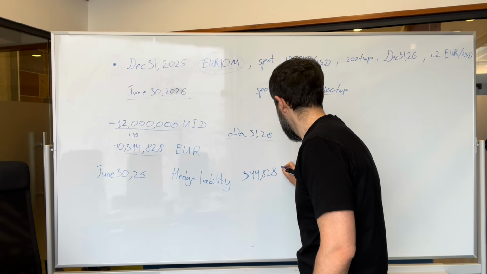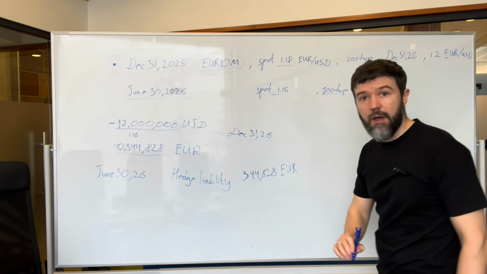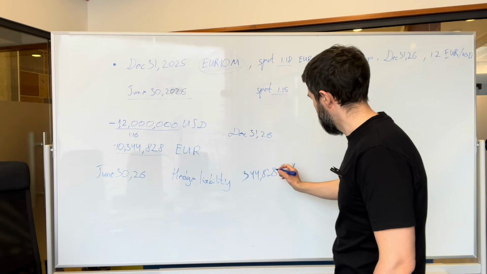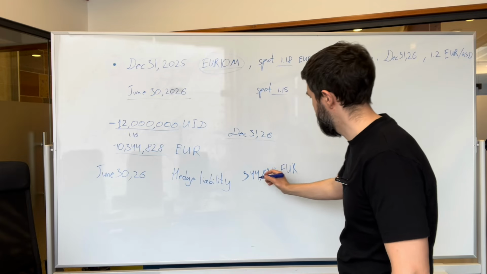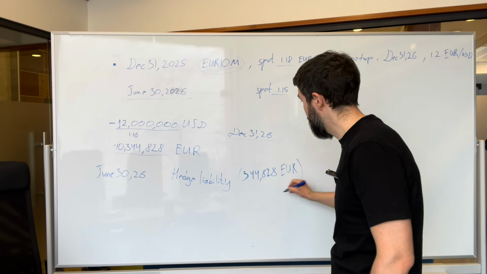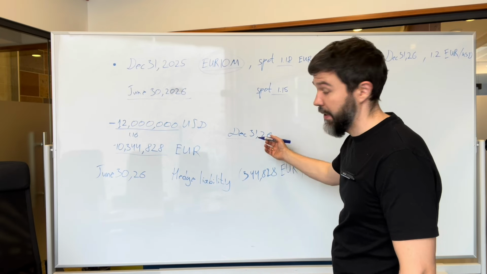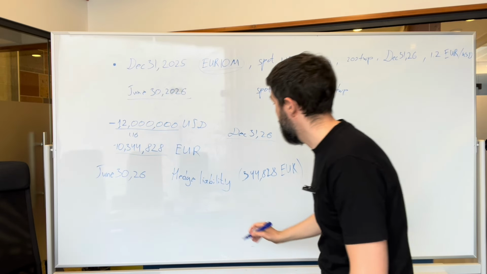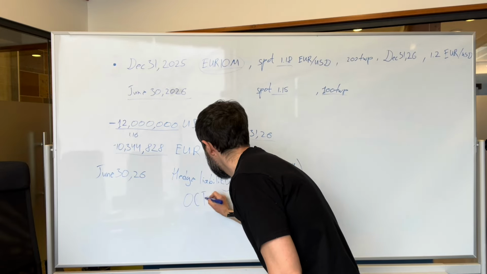344,828 euro. Okay, and you convert it in your functional currency, obviously. And this is with minus because this is a liability and an offsetting. And another leg of the entry goes to other comprehensive income if you're under the hedge accounting.